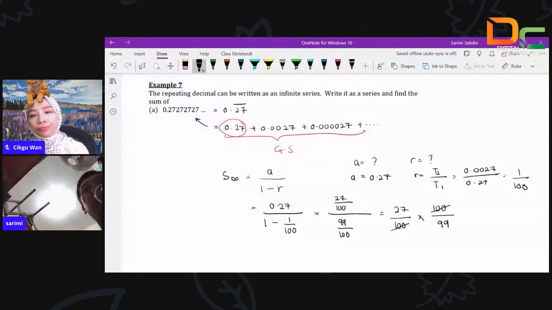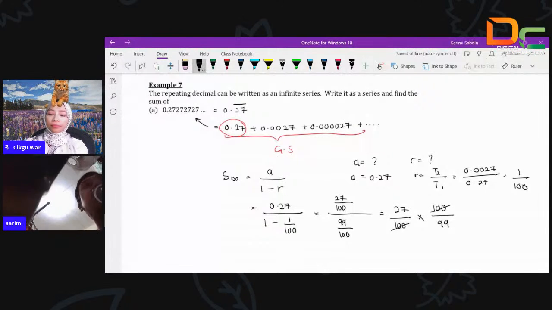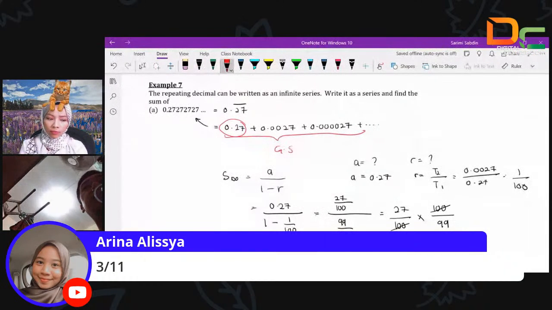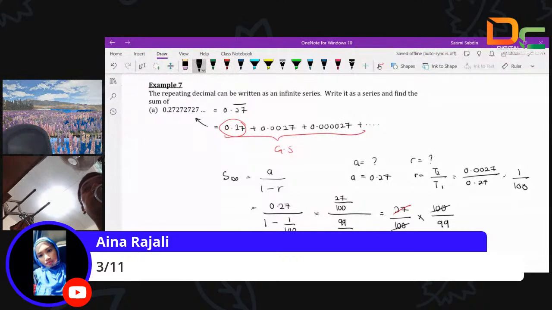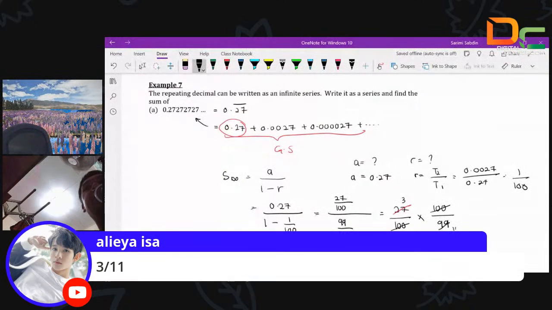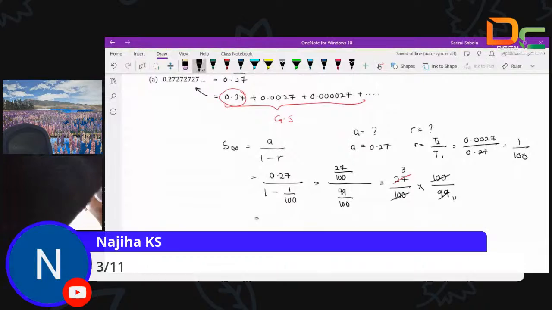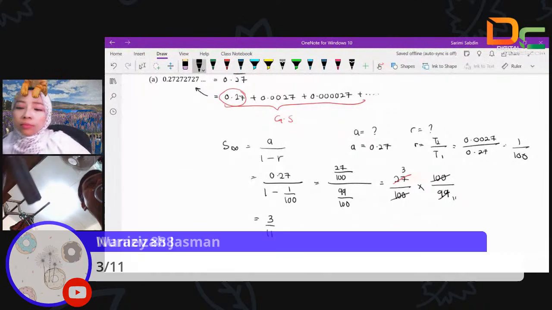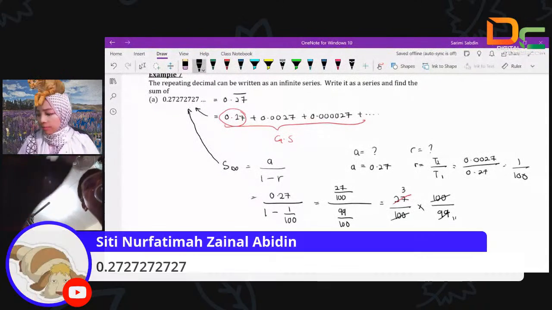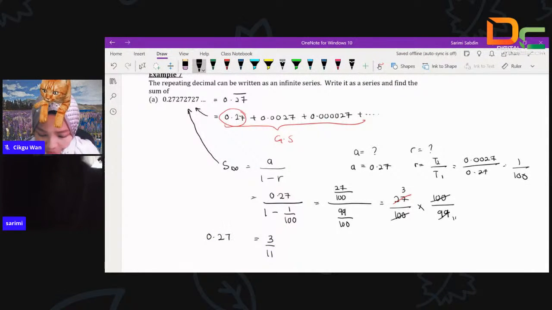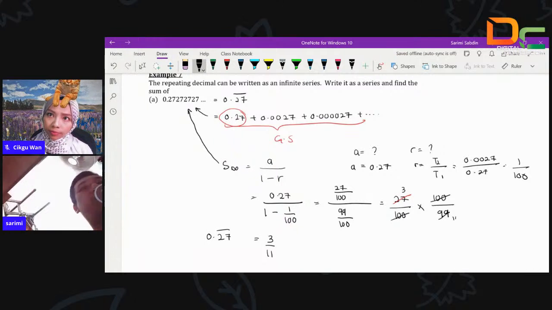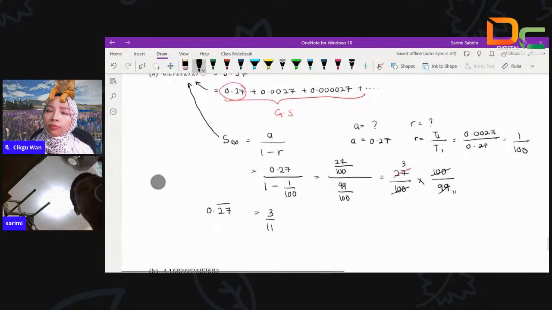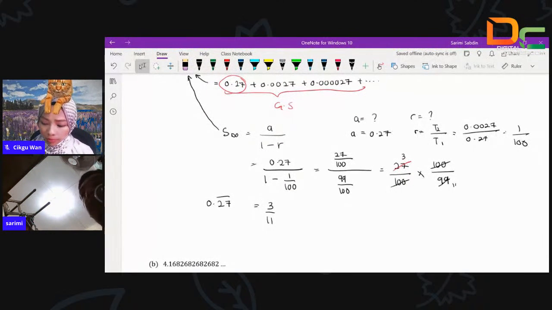Okay, so 100 we can cancel. Okay, 27 and 99 also we can simplify because 27 is 3 times 9. Okay, 99 is also 9 times 11. So we can simplify, this is 3, and this is 11. Okay, so sum to infinity is 3 over 11, or sum to infinity is actually this repeating decimal, which is 0.27, repeating itself on the digits 27, equals 3 over 11.